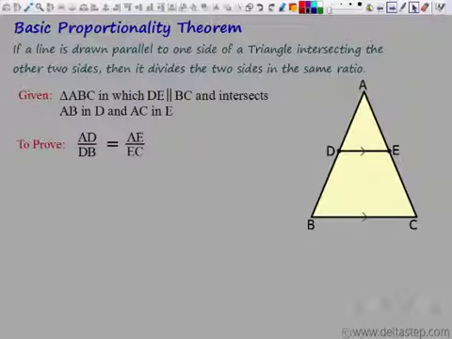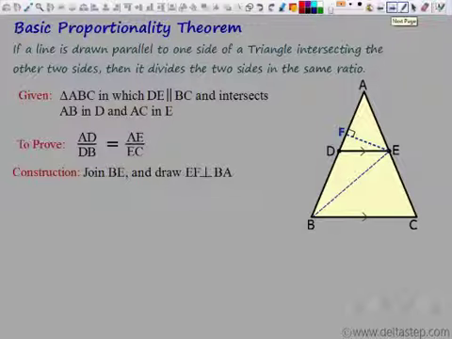So let's draw a line perpendicular to this and call this point F. So I draw a line perpendicular to AD and I join B and E. So that's what I do. I join B and E and I draw a line perpendicular from E to the side AB. Now observe this triangle ADE.